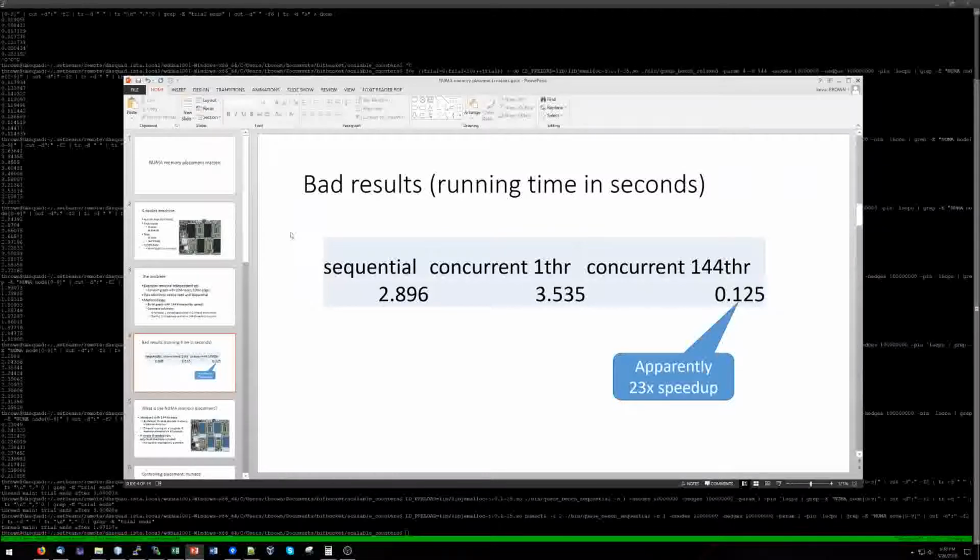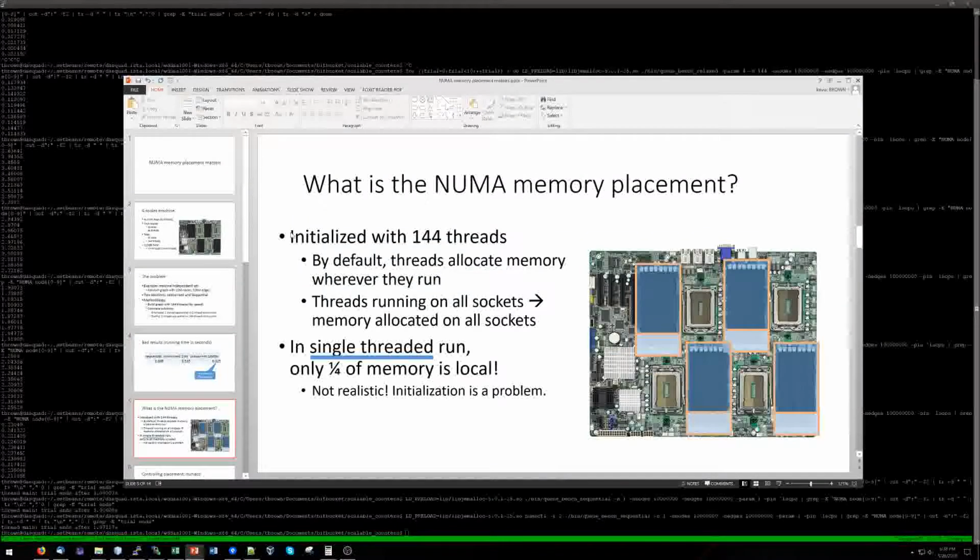I dug a little bit deeper to try to understand these results, and eventually I realized that the sequential algorithm should probably be a lot faster compared to the concurrent algorithm. Well, the way I got there is I dug around in all sorts of performance counters and things like that, but the way I'm going to present it to you is what was the problem and what's the solution. So what is the NUMA memory placement of the graph in each of these cases?